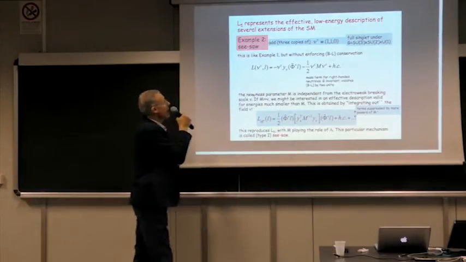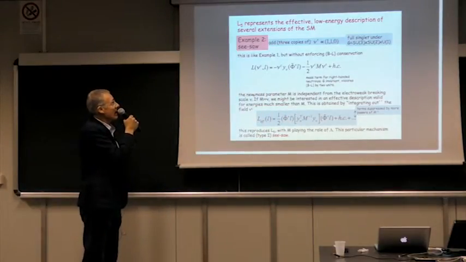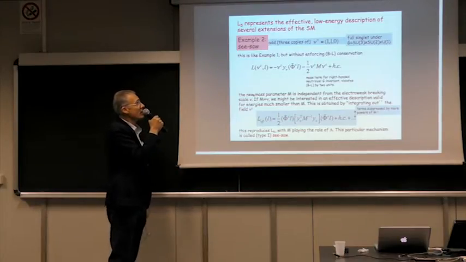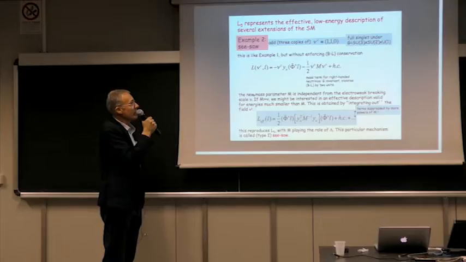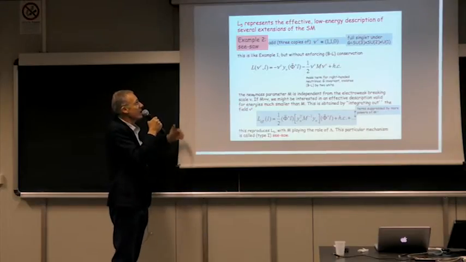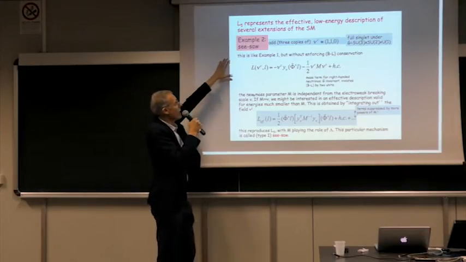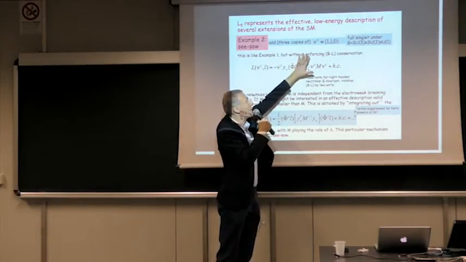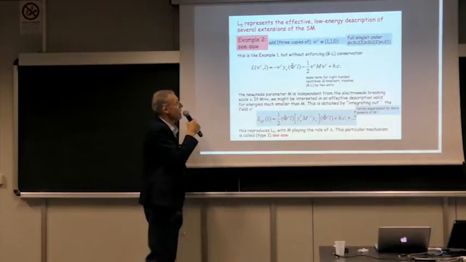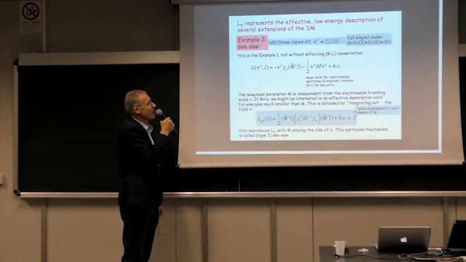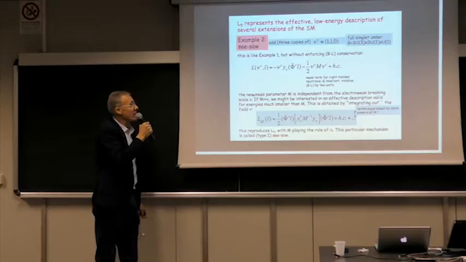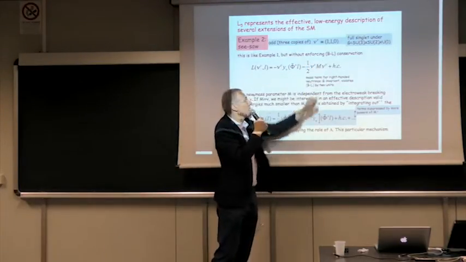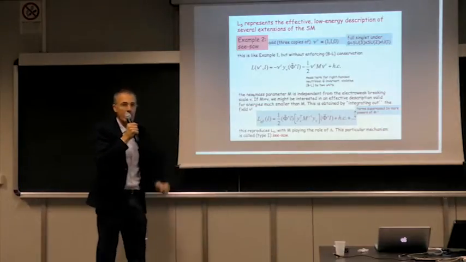Now, this dimension 5 operator can represent the effective low energy description of several extensions of the standard model. Let me give you an example. For instance, take again the example number 1, add to the standard model Lagrangian 3 copies of right-handed neutrinos, but now let's not enforce the conservation of B minus L. Okay, that we have imposed by hand before.